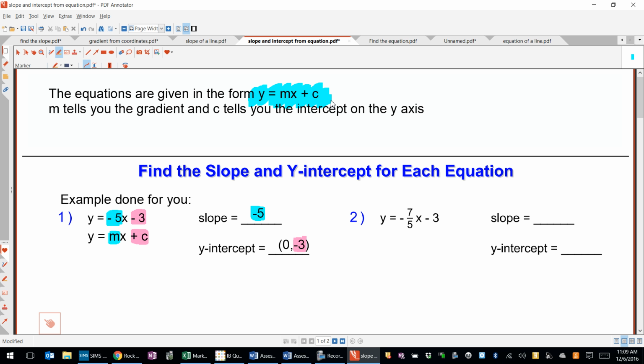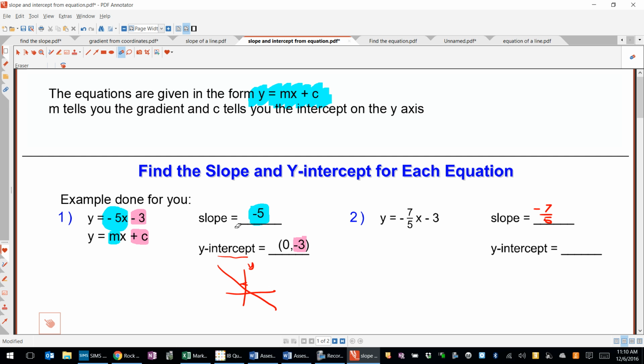So, for instance, if I've got y equals minus 5x, the minus 5 is the m, and that is the gradient, the slope of the line. So it's as simple as, what's the gradient of this one? Minus 7 over 5. And I will explain this. Remember the ordered pairs? If I know the y-intercept, that means on the y-axis it crosses at that point. It crosses at negative 3.